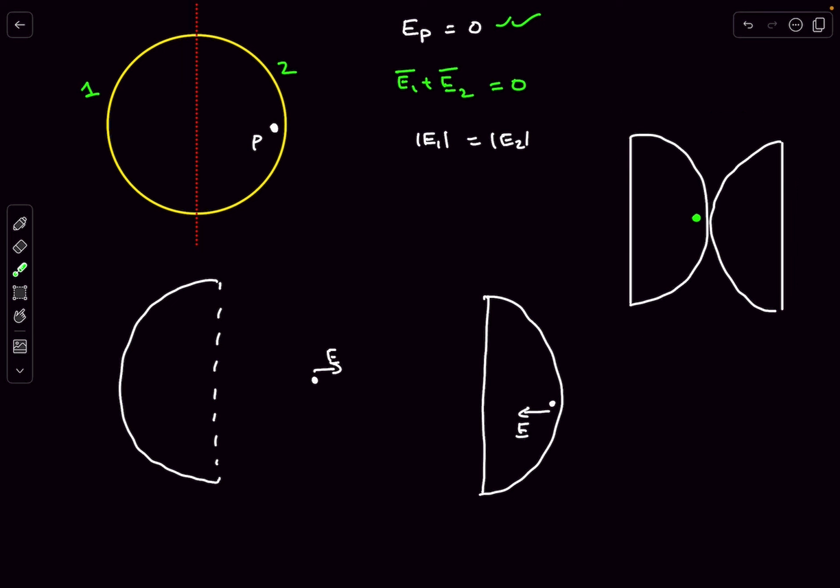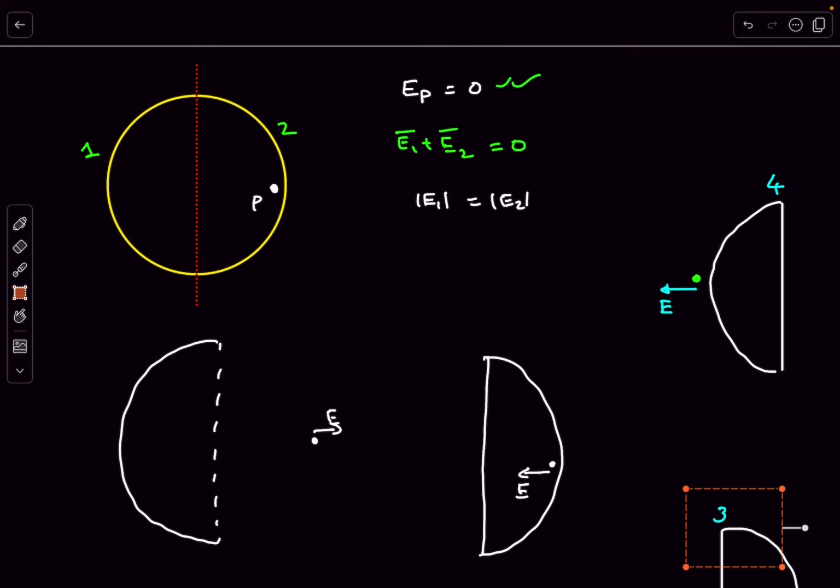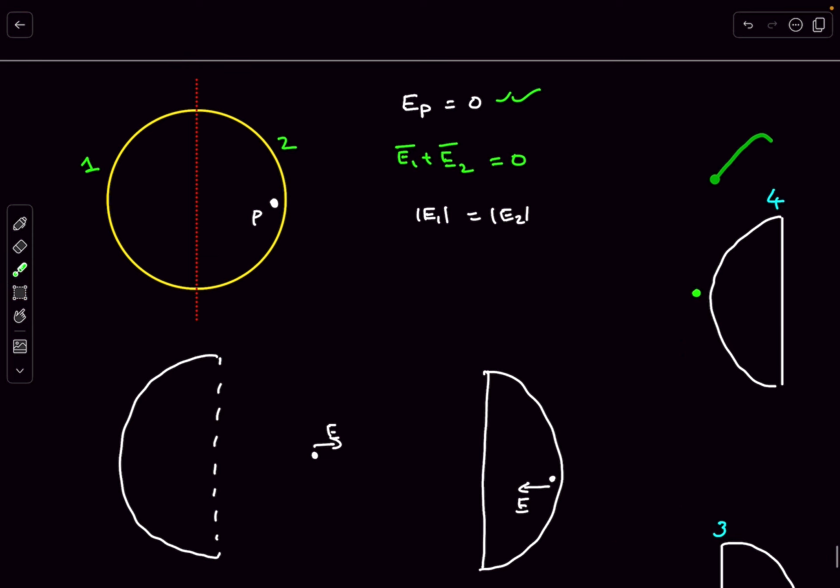In the original problem we have to find the field at this point due to this configuration. Let's say this is hemisphere number 3 and this is hemisphere number 4. Now due to hemisphere number 3 at point P, we know the electric field, right? That is basically E. So we can just directly write it as E. Now we only have to determine the electric field due to hemisphere 4. Let's just move hemisphere 3 for a second.